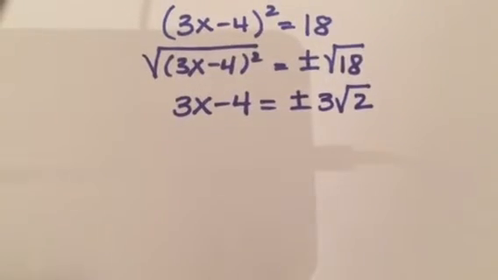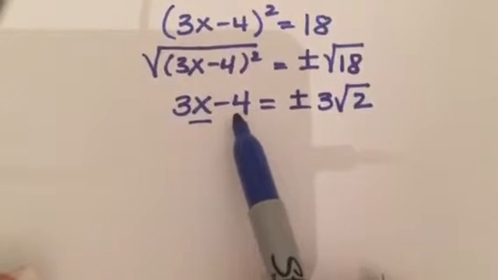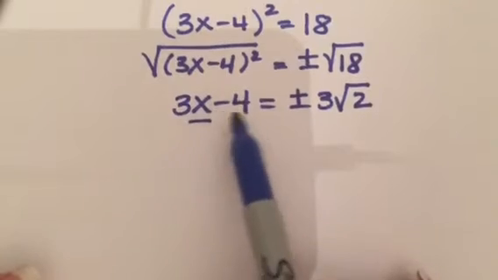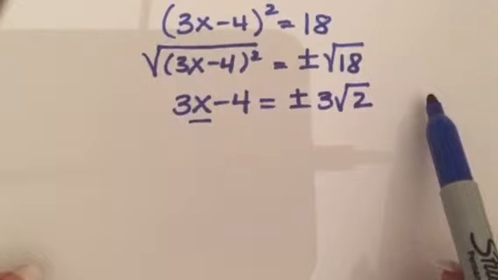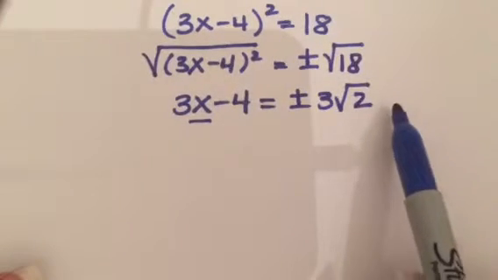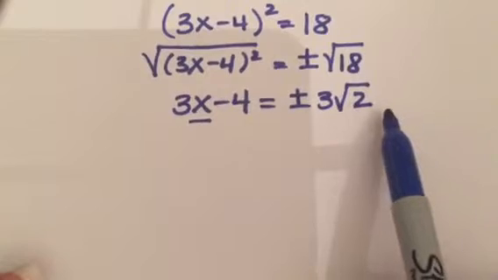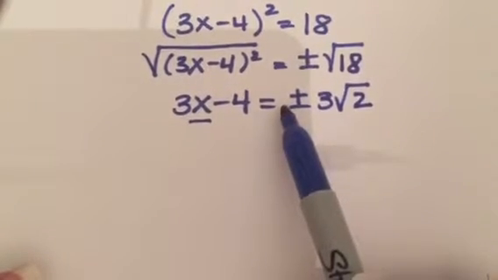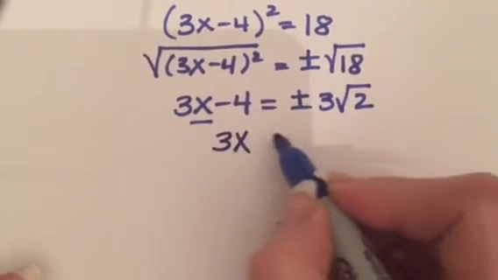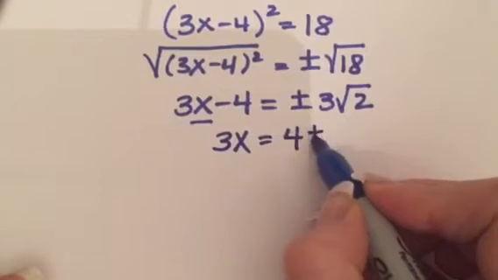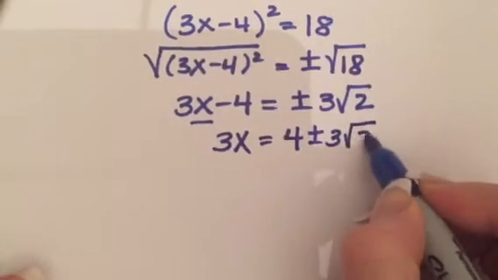Okay, so now we need to isolate this x. We're still solving for x. We need to continue until that x is by itself. So we can add the 4 to both sides to get rid of this 4. You can add it on the other side of the equation, but if you're going to add it on the right-hand side, most of the time we add it right in front of that plus or minus. Okay, so we're going to say 3x is equal to 4 plus or minus 3 radical 2.